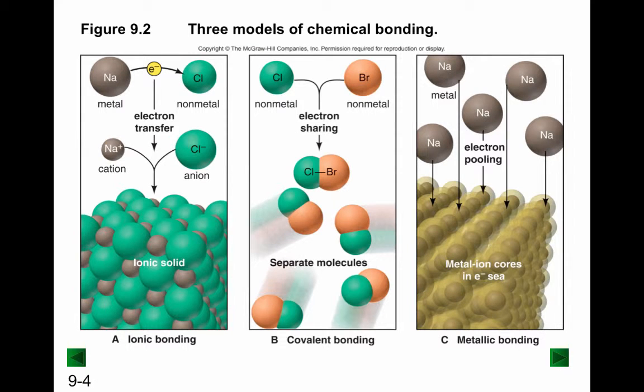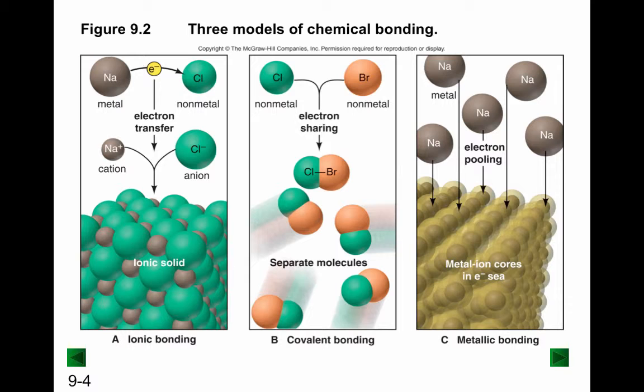Figure 9.2 illustrates the three models of chemical bonding. Figure 9.2a illustrates the formation of an ionic compound with the transfer of an electron from the metal to the nonmetal. The attraction between oppositely charged ions is very strong, resulting in the formation of the ionic solid.